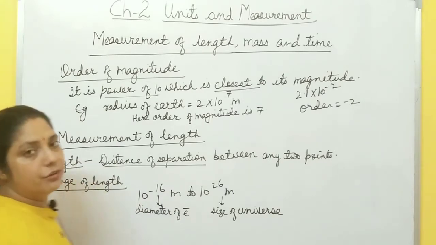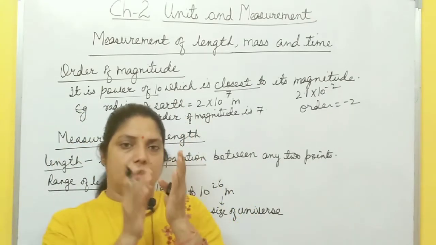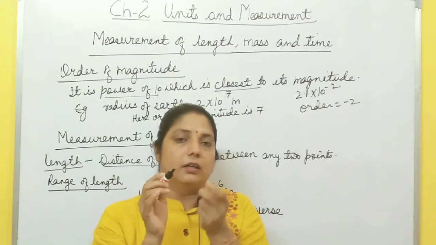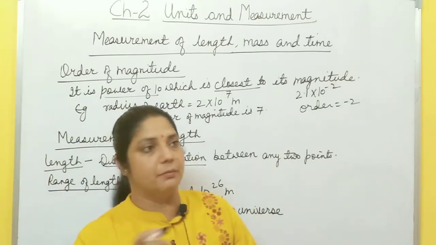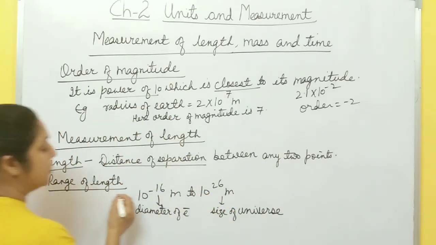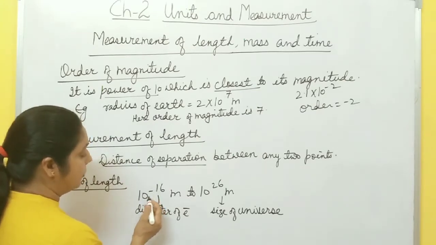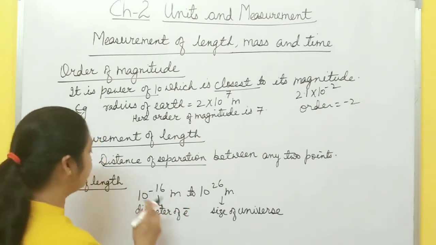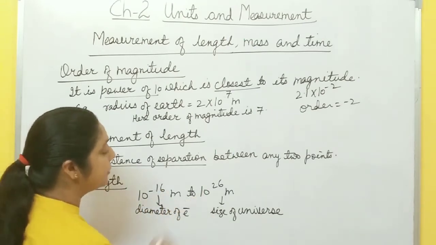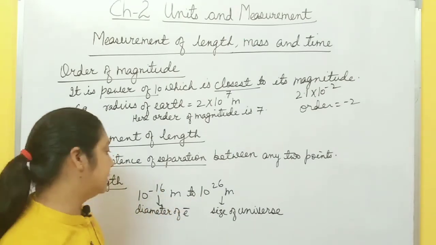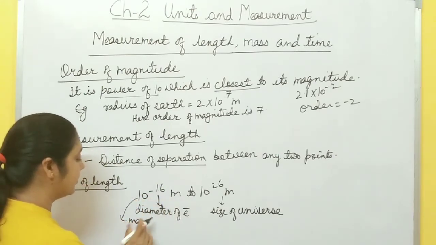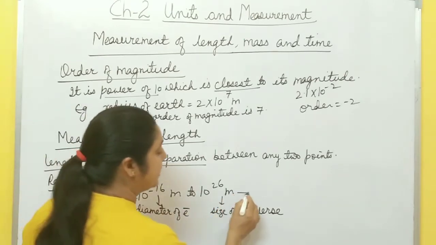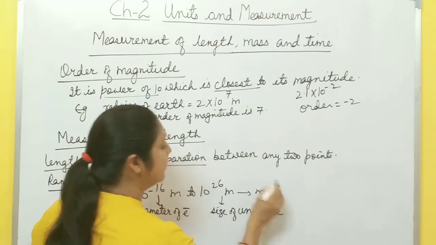Now what is the range of length? Range gives an idea about minimum and maximum value. Up to which length you can measure. What is the minimum value? What is the maximum value? This gives the range of length. So here I have written range of length. You can measure with the help of any measuring instrument 10 to the power minus 16 meter to 10 to the power 26 meter. 10 to the power minus 16 meter is the minimum value. And this 10 to the power 26 is the maximum value which you can measure.